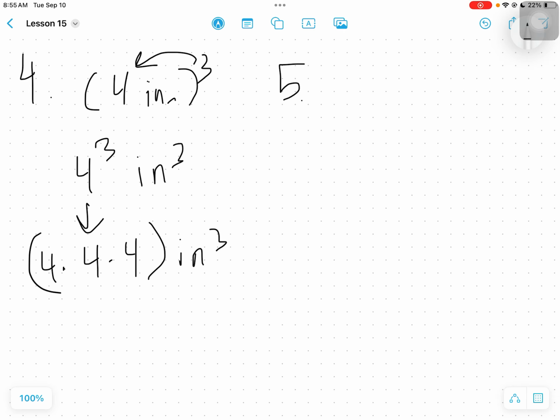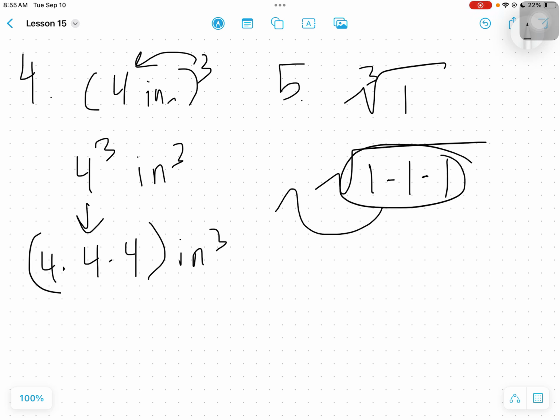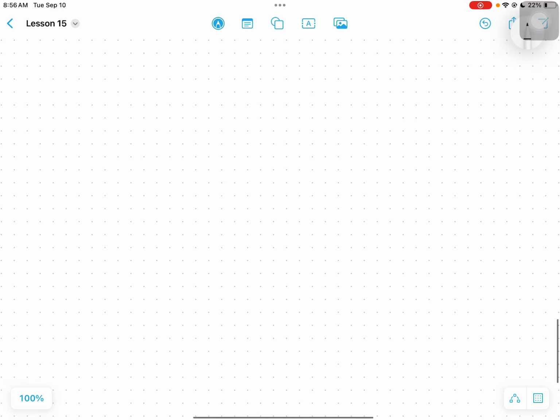For number 5, we have the cube root of 1. Since it's a cube root, you want 3 factors inside the root. So what are 3 numbers that you multiply to get 1? Well, 1 times 1 times 1. And so since you have 3 ones there, you just take one of those out to get your cube root.